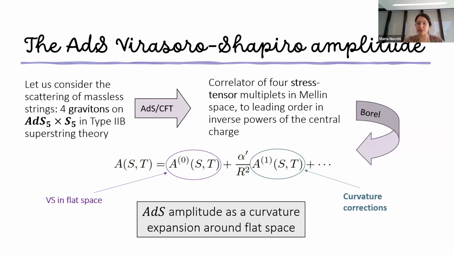And if you look at all the papers in the recent literature, it's been shown that if you want to get Virasoro-Shapiro in the structure that we found before, you need to impose the Borel transformation to get the result in flat space. So you take the correlator in Mellin space, you Borel transform it, and the first term is Virasoro-Shapiro in flat space, this A0 of S and T, and then you have all the curvature corrections around flat space. So in this sense, I define an AdS amplitude as a curvature expansion around flat space by using this Borel transform.